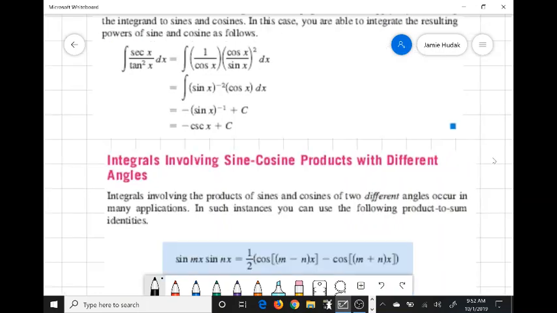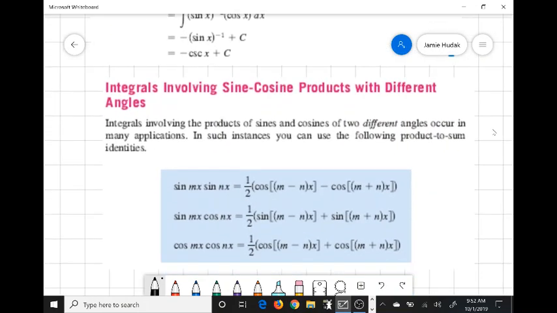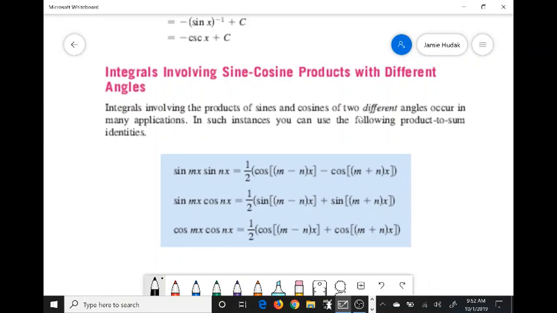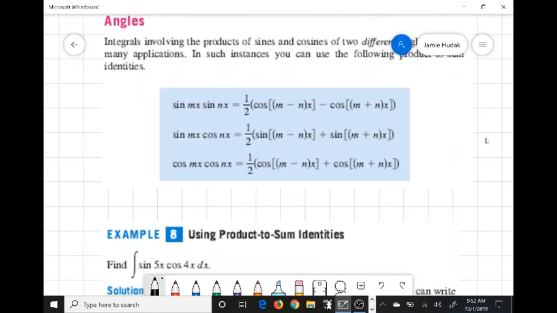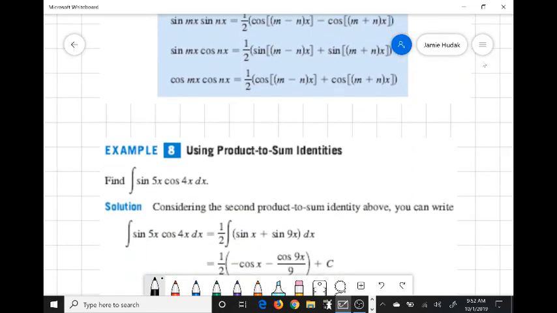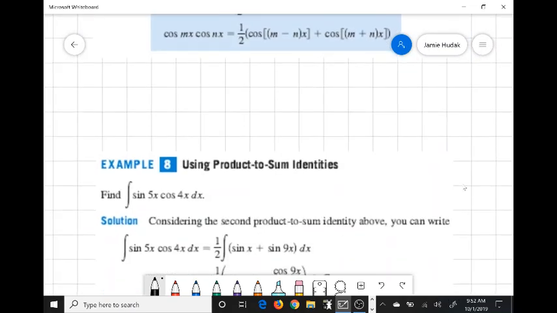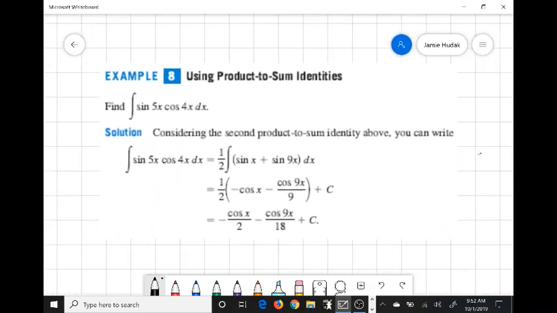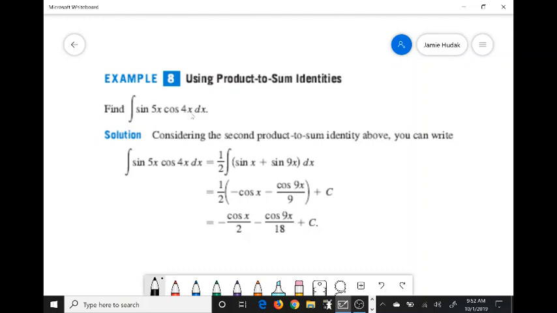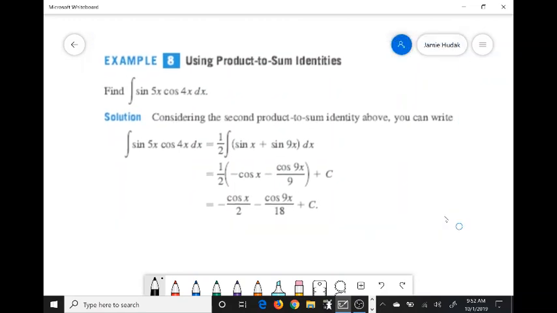And then there are integrals involving sine and cosine with different angles. That means what's in the parenthesis for each of them, the argument, don't match, and if they don't match, we have to use these product to sum formulas, or product to difference formulas, to give us something that we can integrate. So here we have sine of 5x, cosine of 4x. We see the angles don't match. So we use the product to sum formula, we convert it all, and we're able to integrate using u substitution.